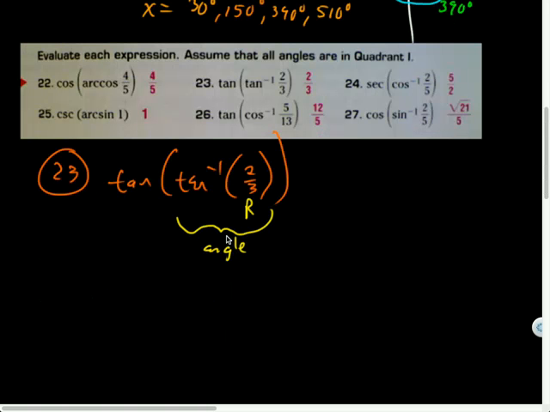And then I'm plugging that angle into the tangent function, and it's going to give me back a ratio, because that's what tangent functions do. So it's just 2/3. You think that because tan inverse would cancel out with regular tan.